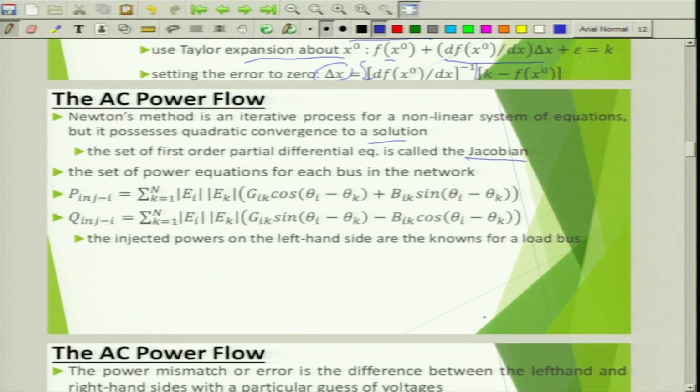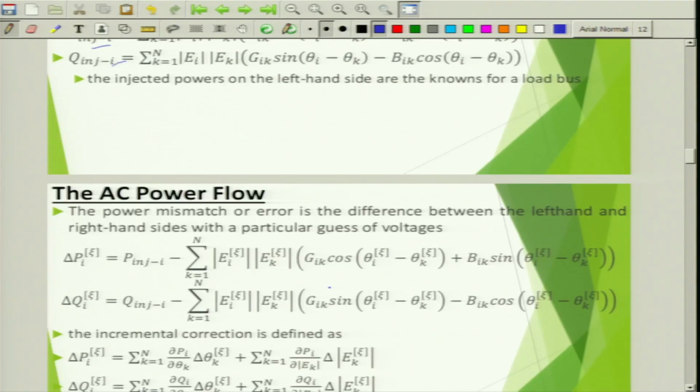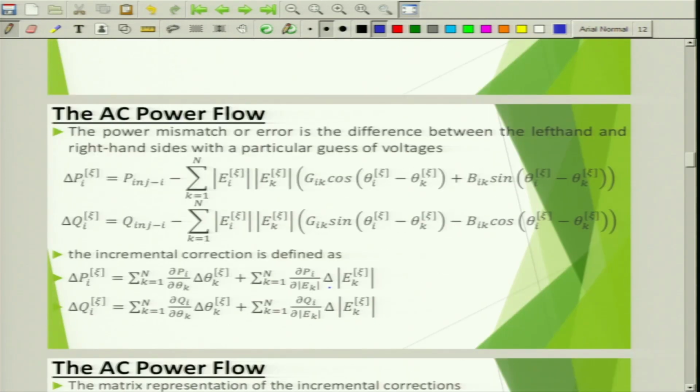Now we will find out the Jacobian. Consider the set of power flow equations for each bus in the network. This is the same expression that we have discussed earlier. The injected powers on the left hand side are the knowns for a load bus; P and Q are known for the load bus. Now obtain the power mismatch, or error, which is the difference between the left hand and the right hand side with a particular guess of voltages.